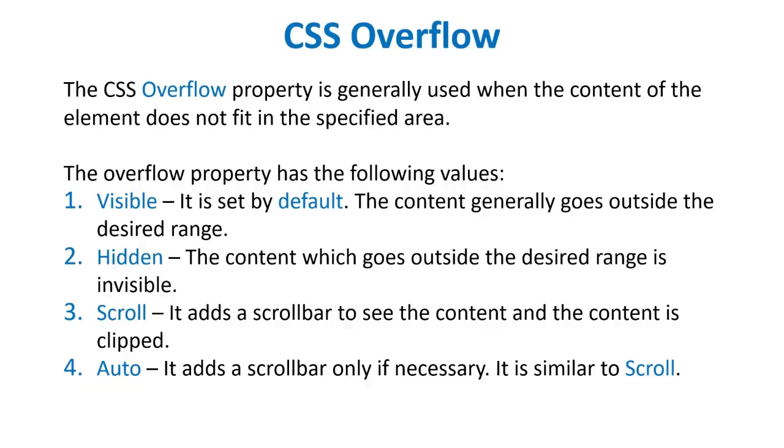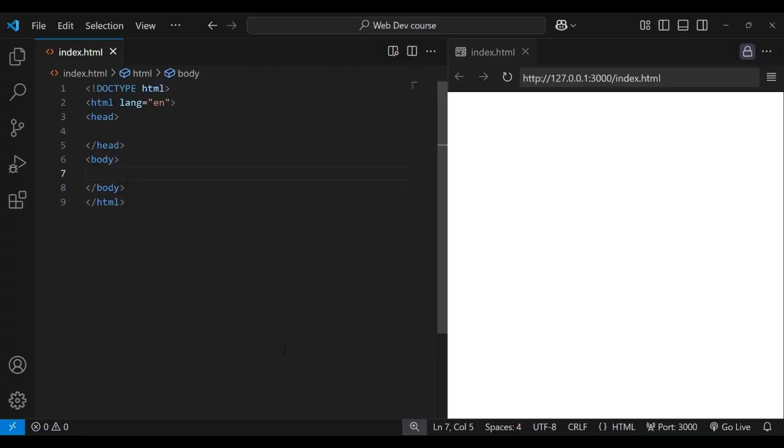The CSS overflow property is generally used when the content of the element does not fit in the specified area. The overflow property has the following values. Visible, it is set by default. The content generally goes outside the desired range. Hidden, the content which goes outside the desired range is invisible. Scroll, it adds a scroll bar to see the content and the content is clipped. Auto, it adds a scroll bar only if necessary. It is similar to scroll. Let's see a quick demonstration and understand each type one by one.